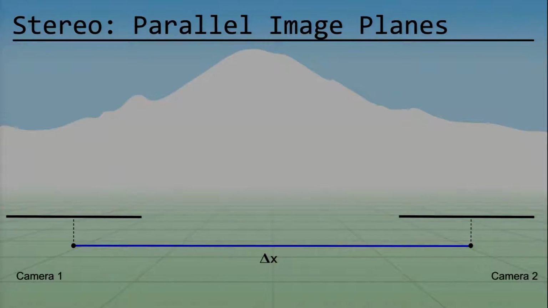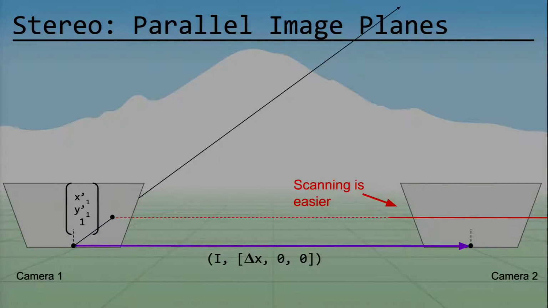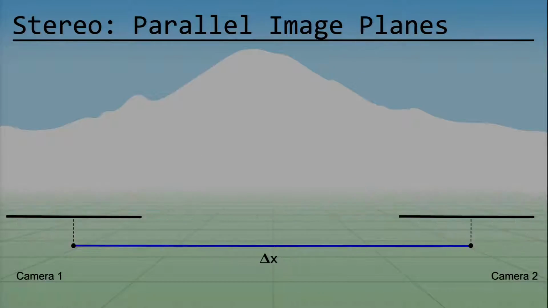Let's look at one more case where this actually makes life super, super easy. What we're looking at here is going to be the same as this. It's just our camera setup here with parallel image planes, but now we're going to look down from the top. So our image planes have just flattened into these lines, but we're looking down from the top at our setup here.